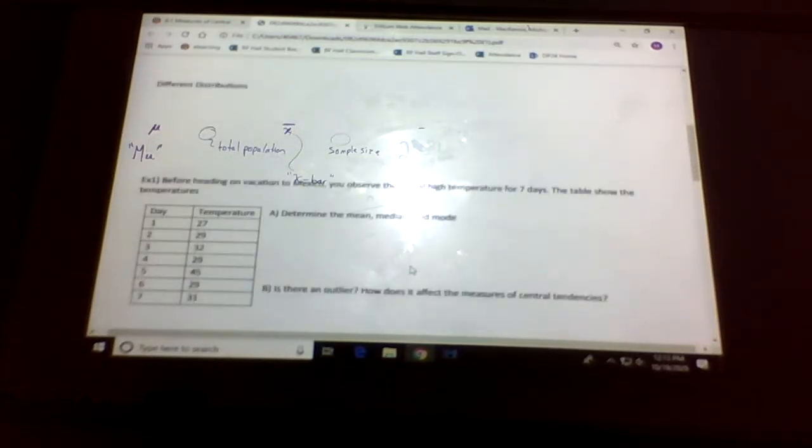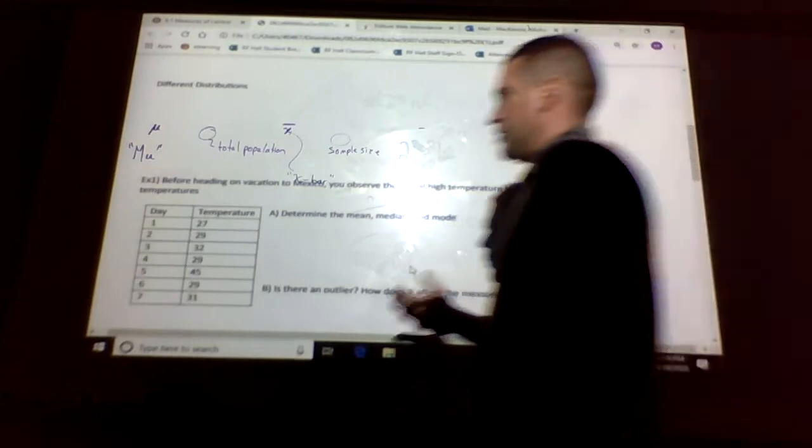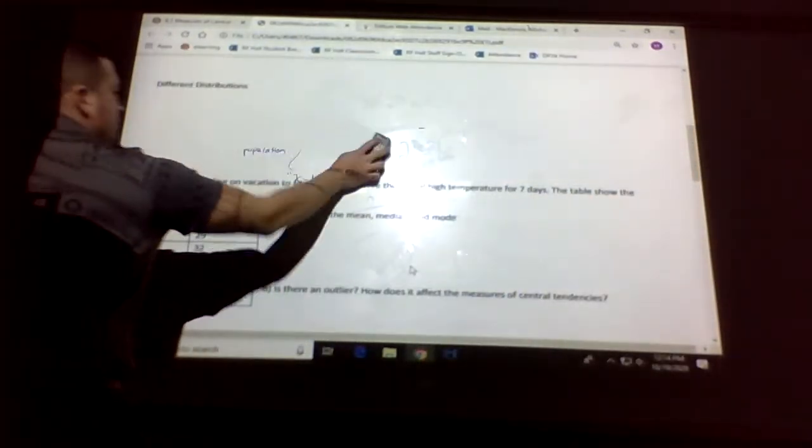Okay, now we're going to get to distributions. Not the ones we just did; we're looking at distribution with regards to the graph. So, different types of distributions with regards to graphs.